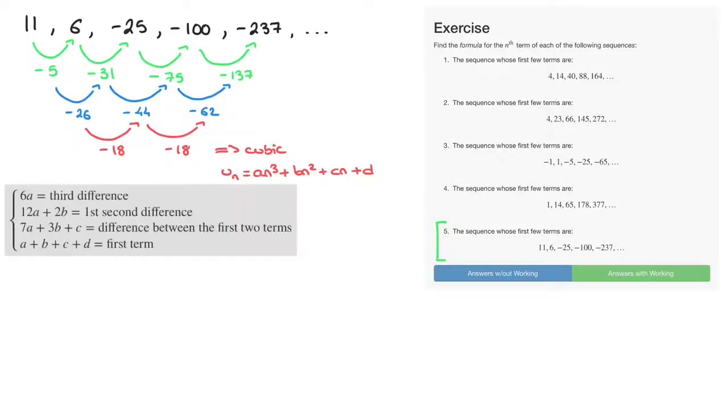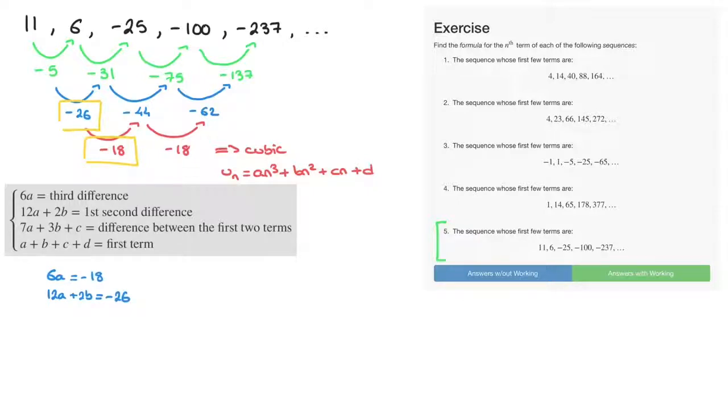Those are shown here. Now, the first equation states that 6 times a equals the third difference. Well, for this sequence, the third difference is negative 18, which we have here. So for this sequence, we can write 6a equals negative 18. The second equation is 12a plus 2b equals the first second difference. And for this particular sequence, the first second difference we encounter is negative 26. So our equation would be 12a plus 2b equals negative 26.